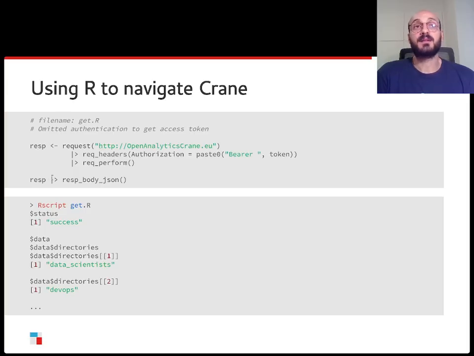The response of the request is JSON, so we use the response body JSON function to parse this, and the result is an object with a status property and a data property, the status property containing the status of the request, and the data property containing directories, a list of directories, and a list of files.